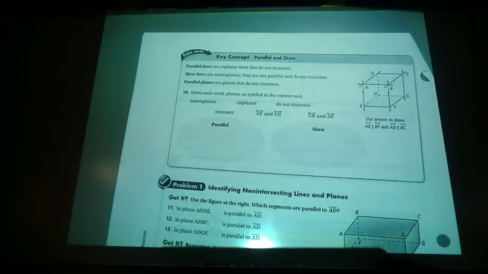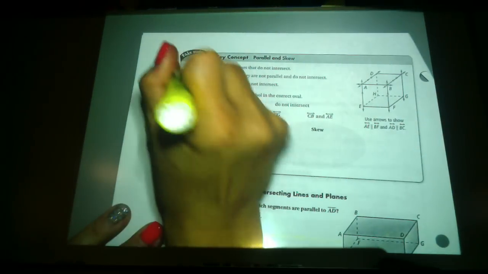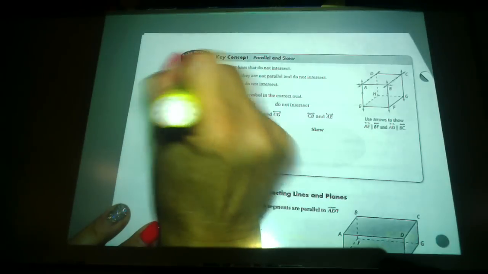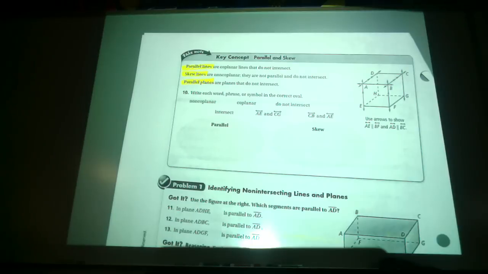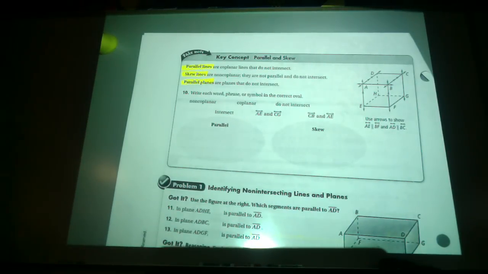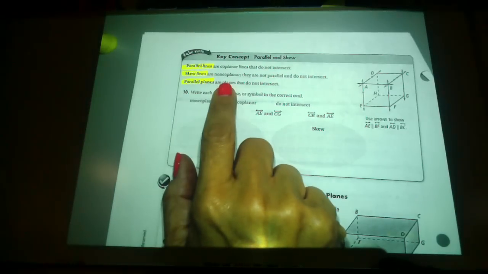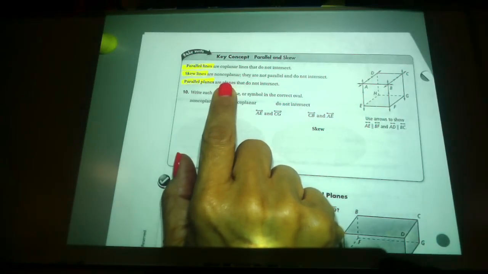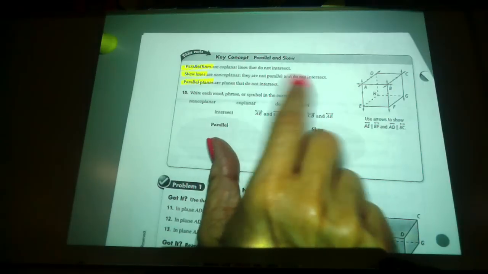So you've got 3 new vocabulary words: parallel lines, skew lines, and parallel planes. So parallel lines are already defined for you. There's 2 pieces that you need to know. They are coplanar, they do not intersect. Skew lines, however, are non-coplanar. Although they're not parallel, they do not intersect. So a skew line is 2 lines not in the same plane. They are not considered parallel even though they don't intersect.